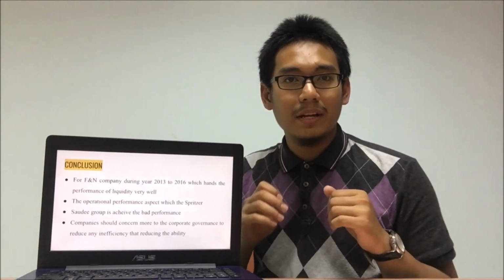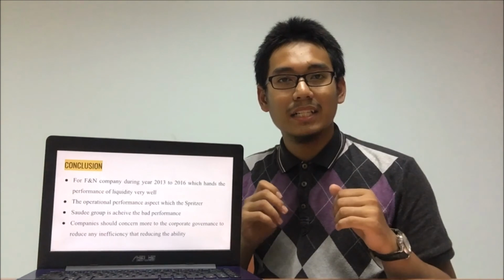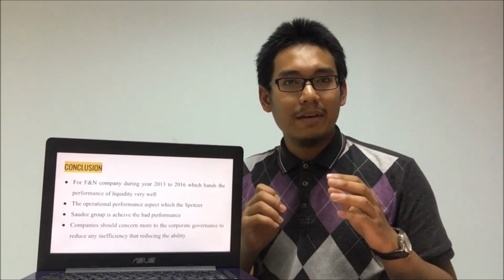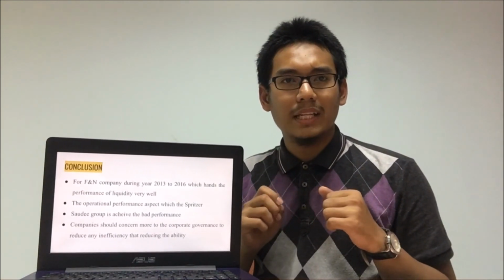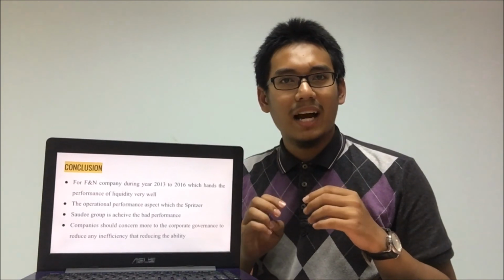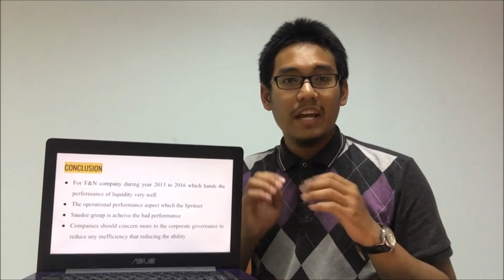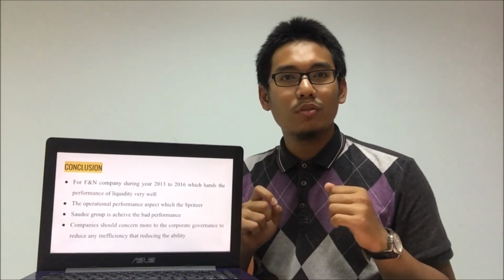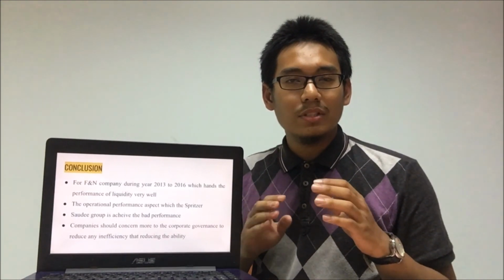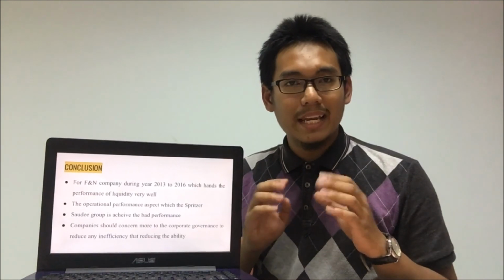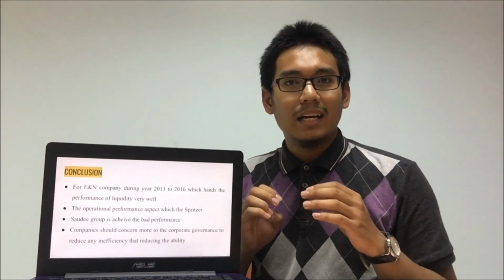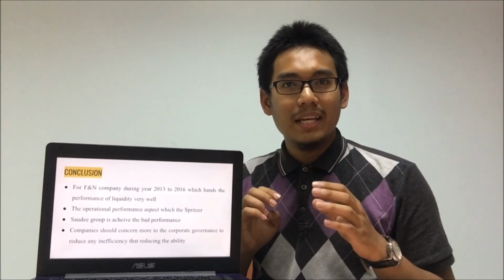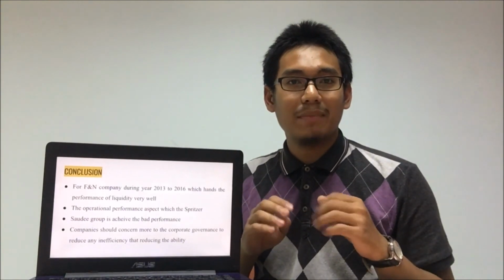The F&A company can be said to have an unstable ratio, except in 2014, which achieved the highest ratio. Therefore, those companies should concern themselves more with corporate governance to reduce any inefficiency that reduces the ability of a company to generate more profit year by year.